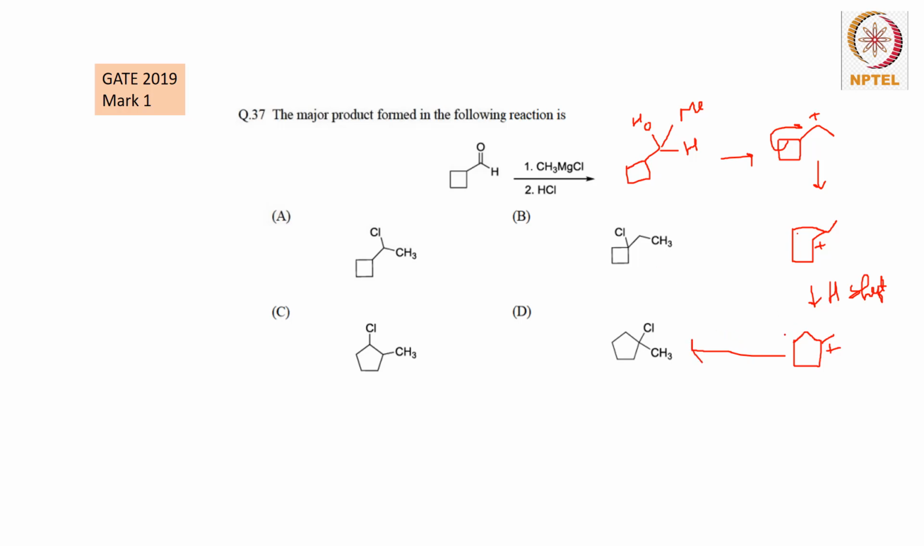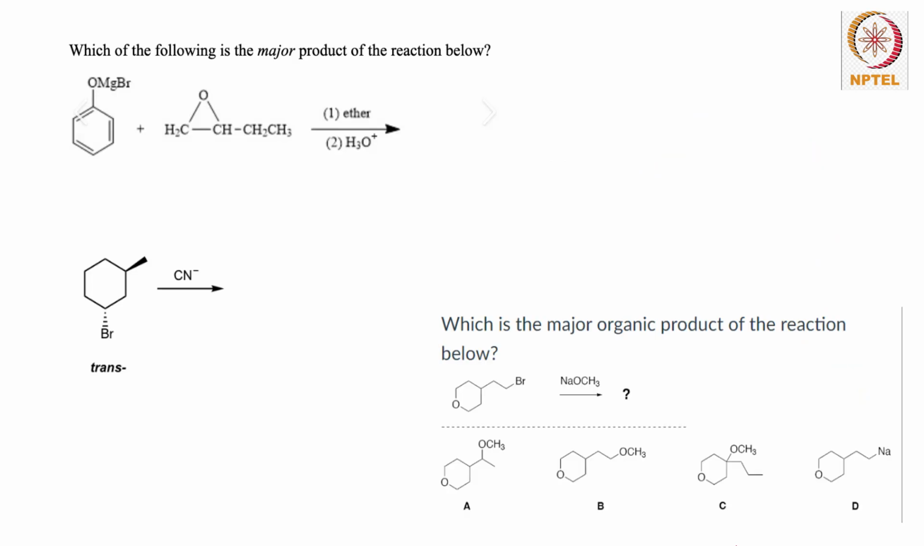Cl minus is still in the system, still attacks, and we get this as our product. So if you see any reaction, if this product is given, how can you predict the retrosynthesis? Now you can predict the retrosynthesis of the reaction. Which of the following is the major product? What will be the major product of this reaction?